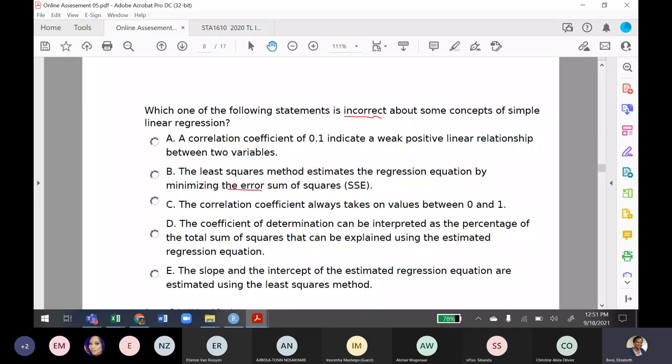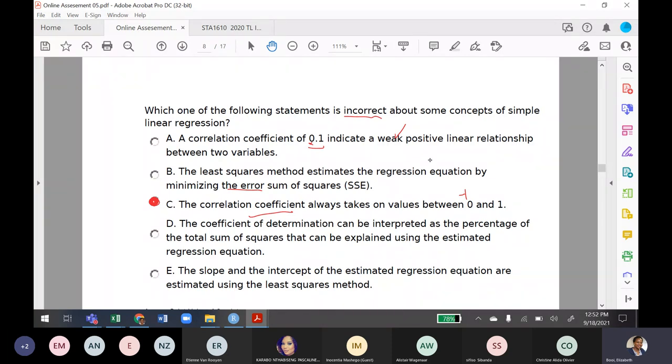C. Yes, C is incorrect because the coefficient of correlation takes values between -1 and 1. And 0.1 represents a weak positive relationship because it's positive and it's 0.1. And the least square method estimates the regression equation by minimizing the error sum square measure.